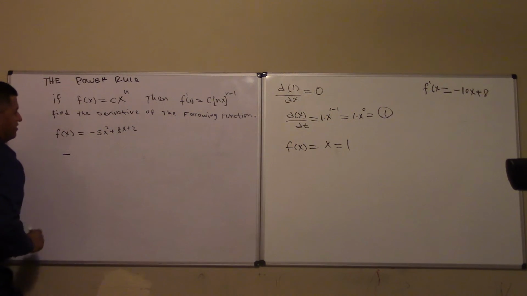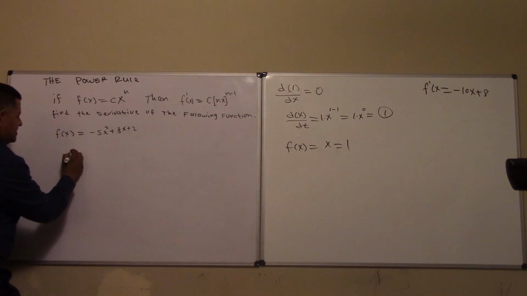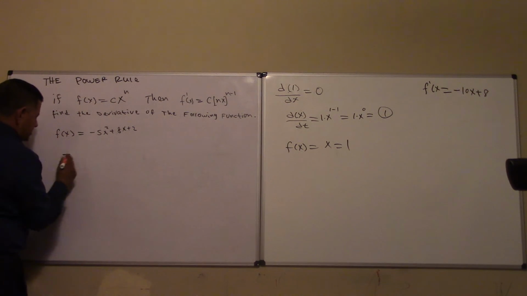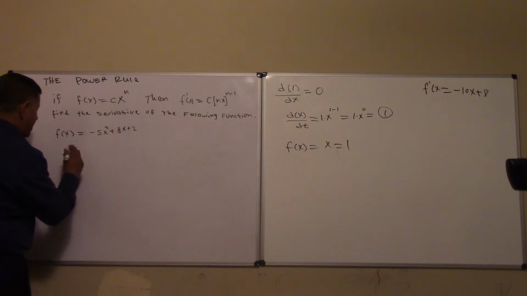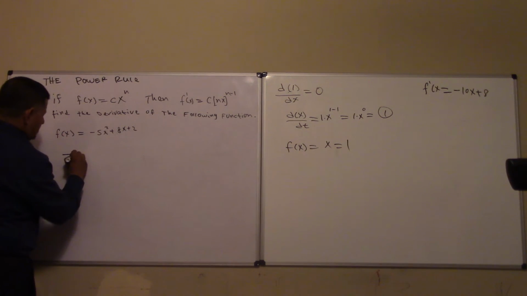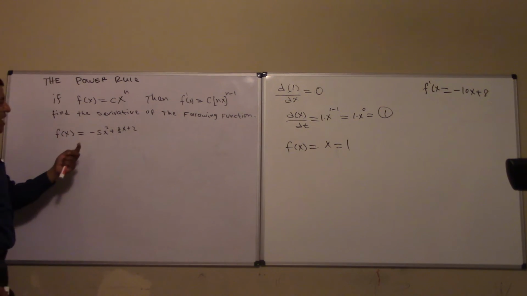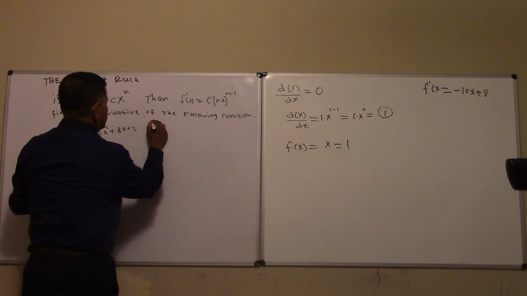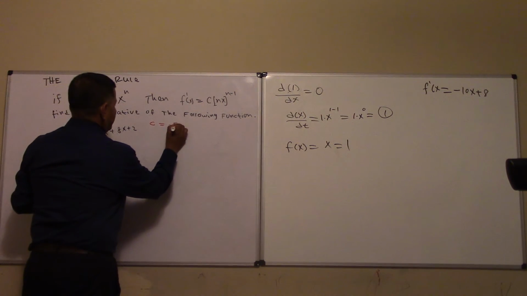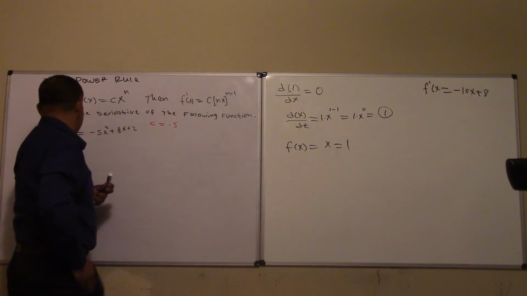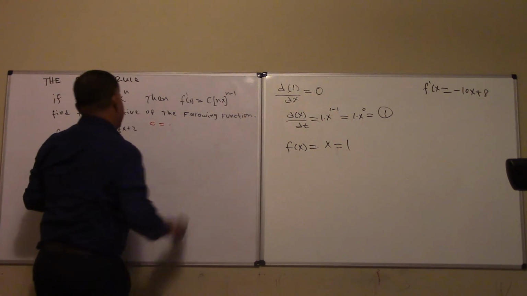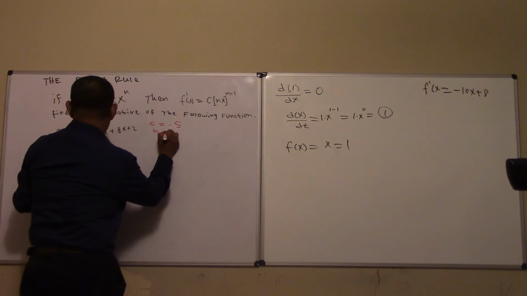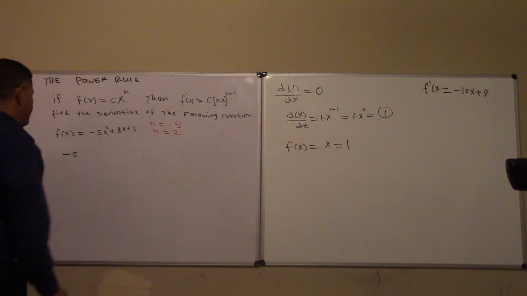So here, this is the following. The negative sign stays in the same spot, and this 5 stays right there. Now n, what is n? Well, I can say that c is equal to negative 5 in that formula. C is equal to negative 5, and n is equal to 2. Fair enough, right?